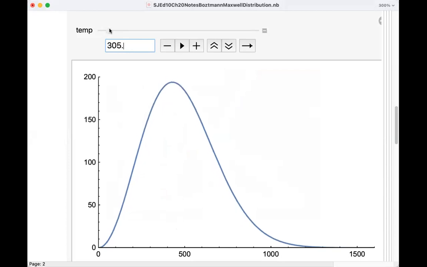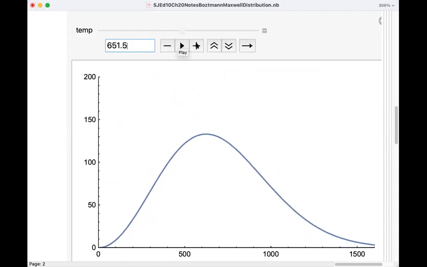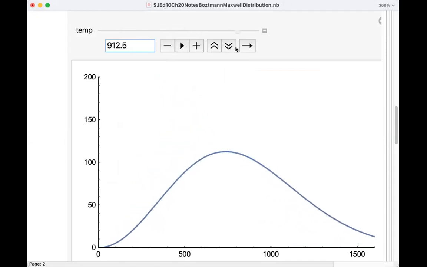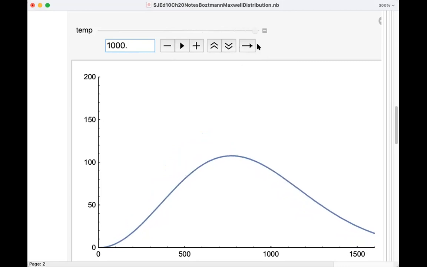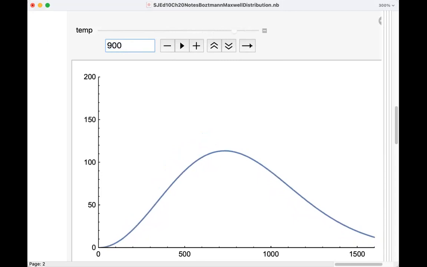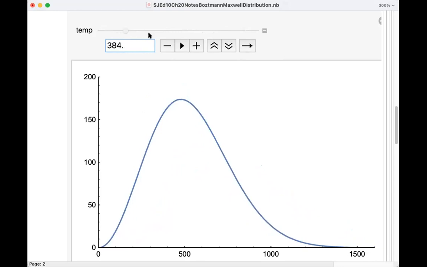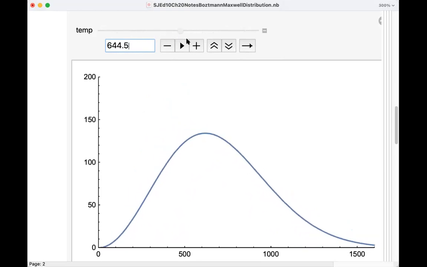But as we slide it, you can see it flattens out as it does in the textbook image that I just showed you. I think they had it at 900. Let's just enter 900, and there it is. And we can enter 300 and you'll see it jump. But you can see the smooth transition as I slide the Manipulate slider forward.